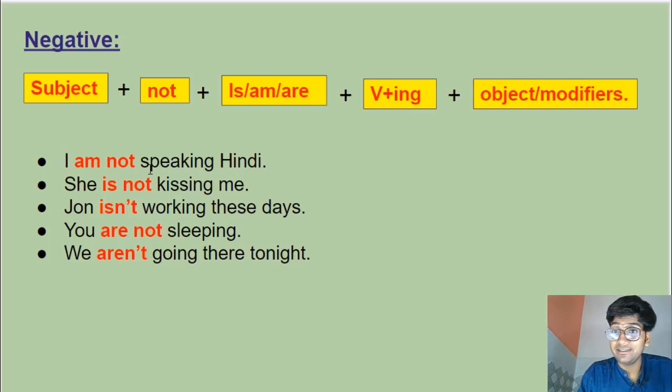I am not speaking Hindi. This action is not happening right now. I am not doing this. I might have done it some hours ago, or I might do it in the future, but this right now is not happening. She is not kissing me. She might have kissed me some hours back, maybe 15 minutes back, something like that. But she is not kissing me right now, as you can clearly see.